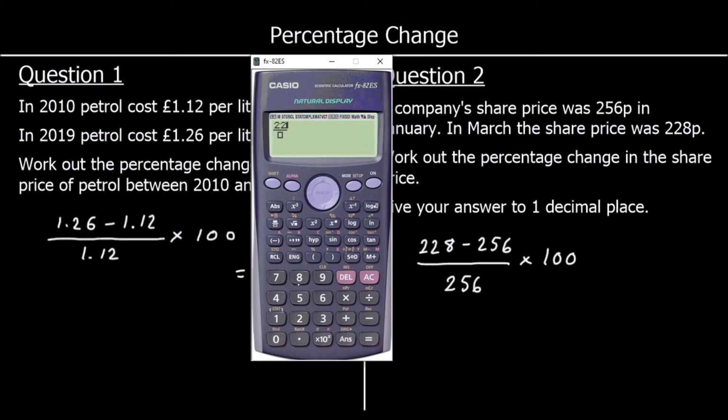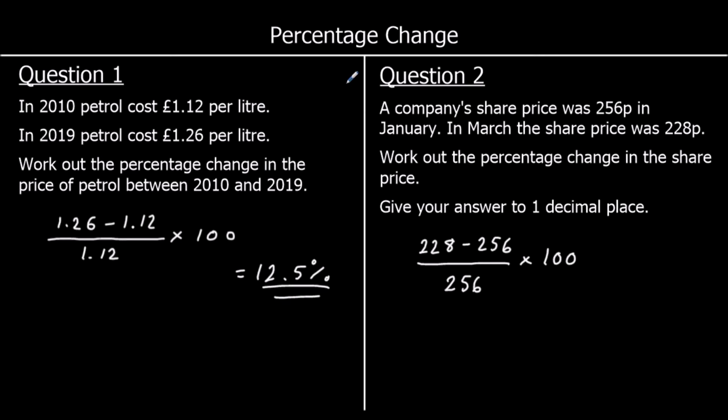And again, type it into the calculator. So we've got 228 minus 256 over 256 times 100. We're giving our answer to one decimal place. We've got negative, it's gone down, so minus 10.93. So to one decimal place, minus 10.9. So the percentage change is minus 10.9%. So if you take 10.9% off of 256, you get to 228.